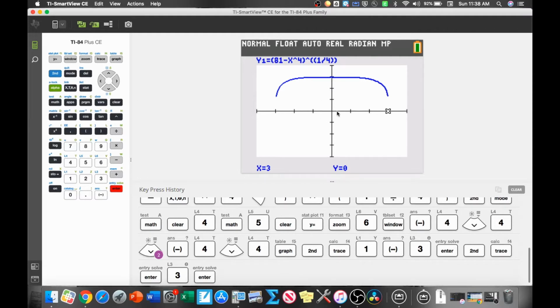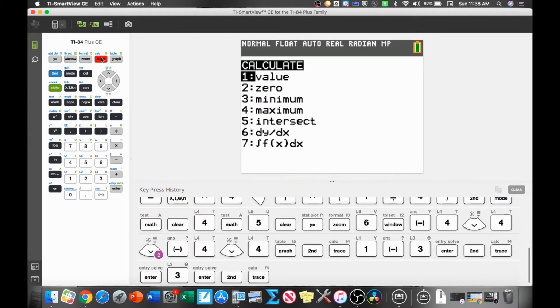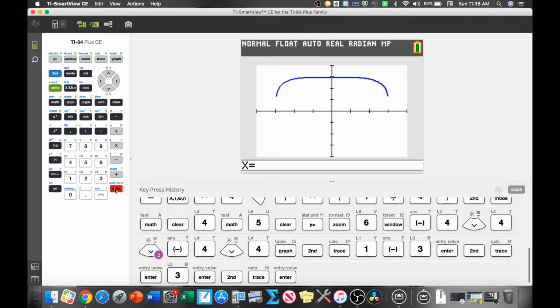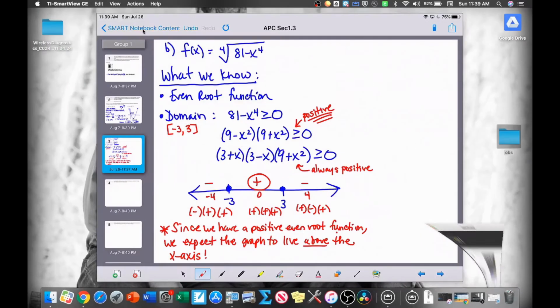Okay, I know that the x value is 0 for my y-intercept. So again, I'm going to do a second level calculate, and I'm going to do a value. And I want to know what is the value of the function when x equals 0. And sure enough, it is y equals 3. So based on the information that I just learned, I think I have enough information to sketch a nice picture of my function. So I'm going to go back to my notes.